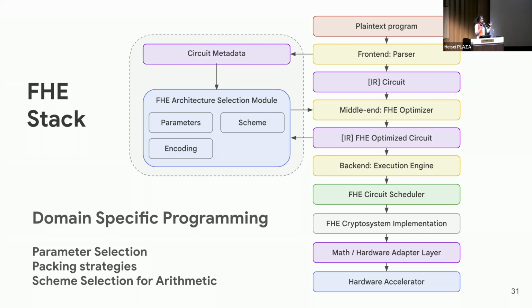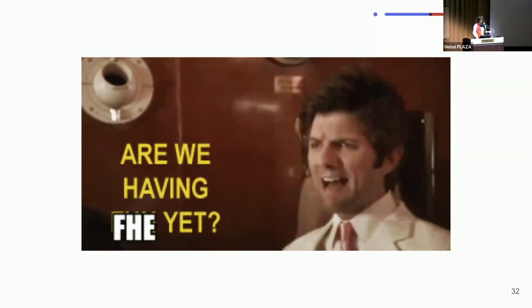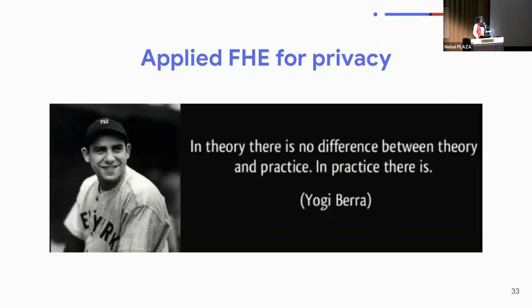So this kind of puts together the whole computing on encrypted data model. So are we having FHE yet? Not quite. I didn't talk about key management. I didn't talk about trust model. In theory, computing on encrypted data kind of gives you privacy, but in practice, not really.